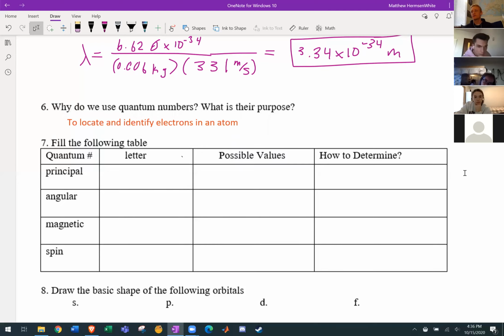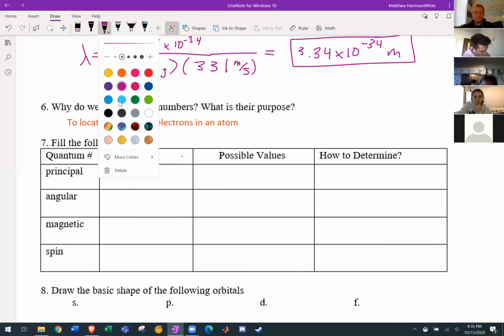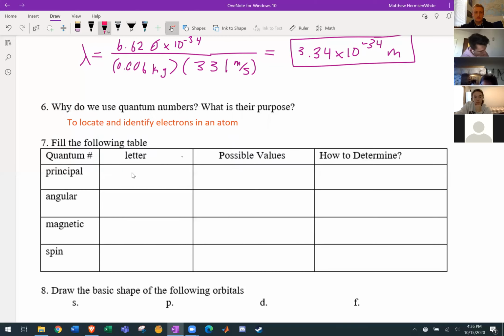Now, quantum numbers are a set of 4 distinct numbers, and every electron has 4 numbers. And that's all you need to describe everything about the electron. The 4 numbers are represented with the letters n, l, ml, and ms. The n is the principal quantum number, the l is the angular, the ml is magnetic, and ms is the spin.